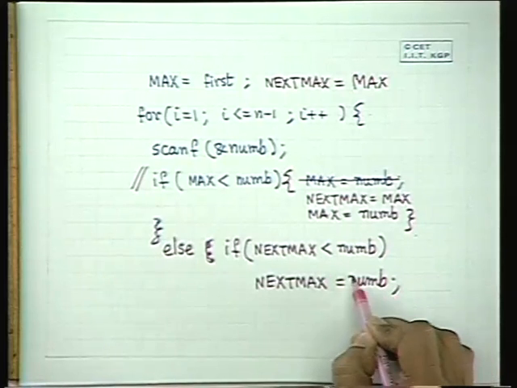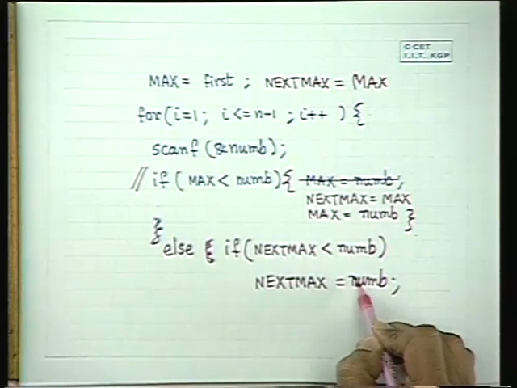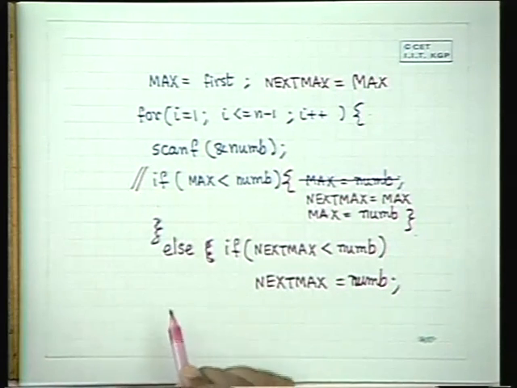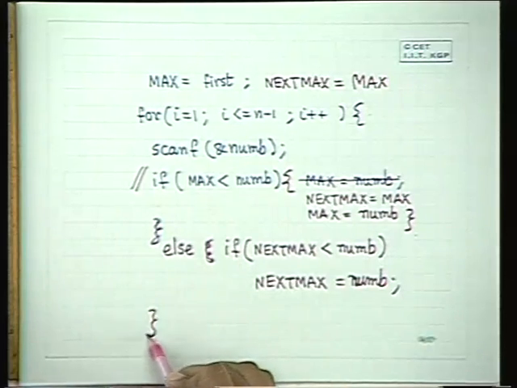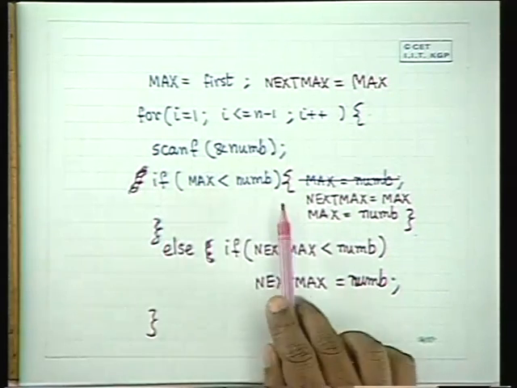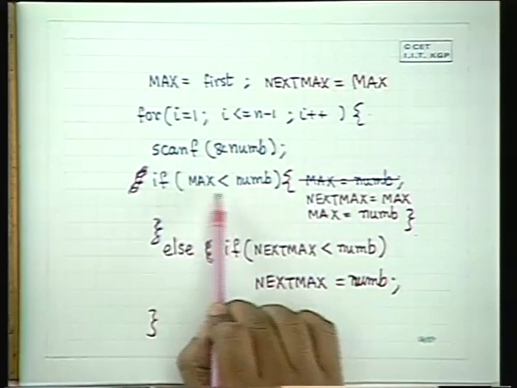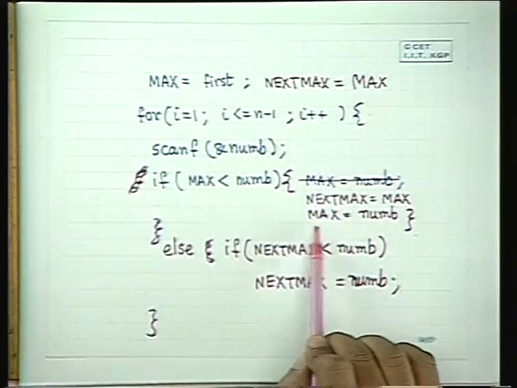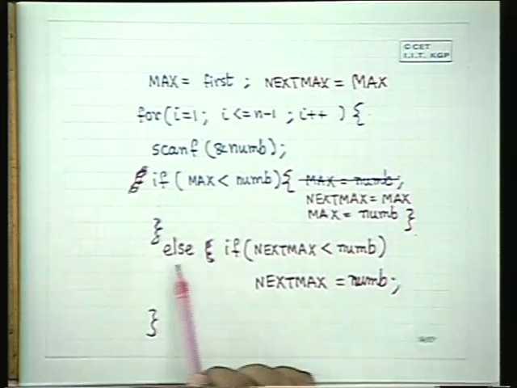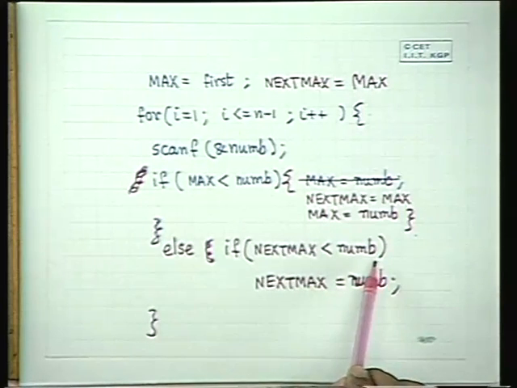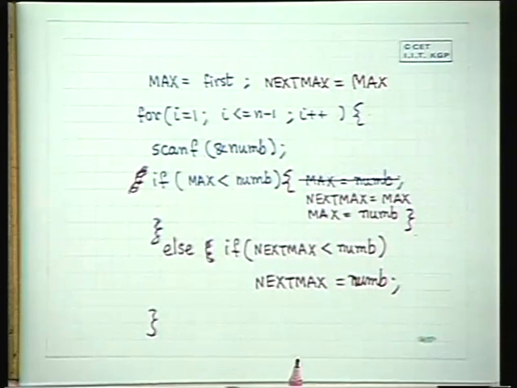Please be careful about uppercase and lowercase, they are different in C language. So this is how you would modify the program: if max is less than num, next max is equal to max, max equal to num. Else, if next max is less than num, then next max is equal to num. Okay. So I have a program for that, and let's run that program.